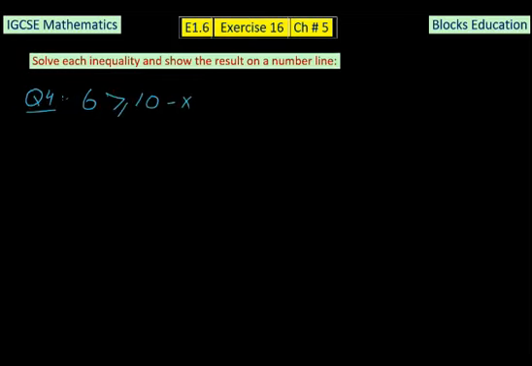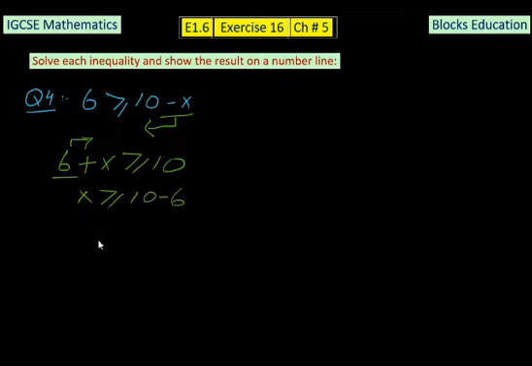In question number 4, it says 6 greater than or equal to 10 minus x. So once again, as you can see, x is minus, we have to make minus x into plus x. So we have to move this minus x onto the left side so that it can be positive. So it will be 6 plus x greater than or equal to 10. And now we have to move this 6 onto the right side. So it will be x greater than or equal to 10 minus 6, and it will be x greater than or equal to 4.